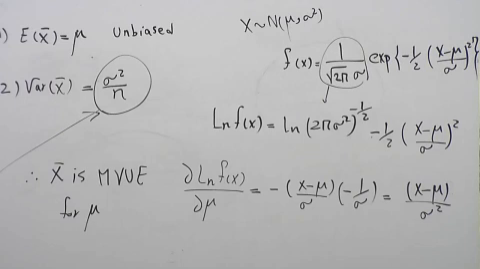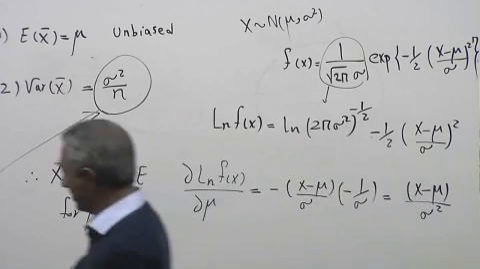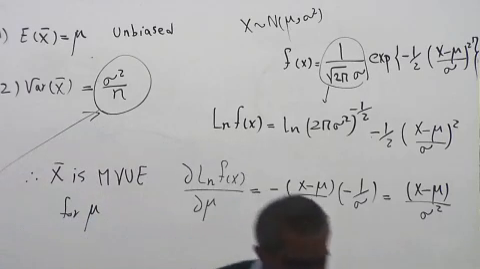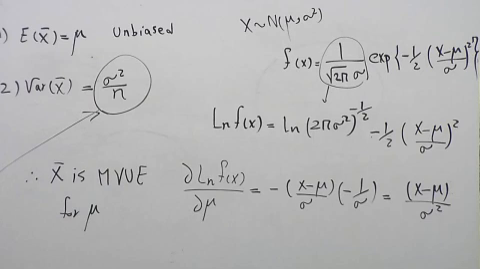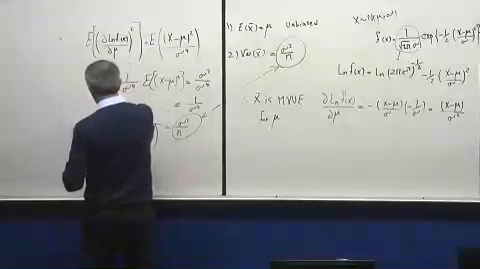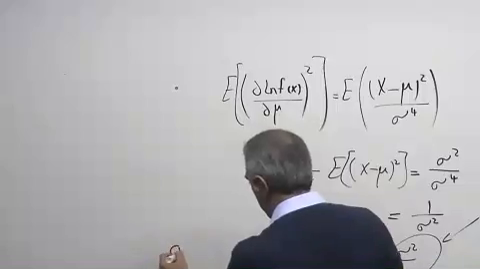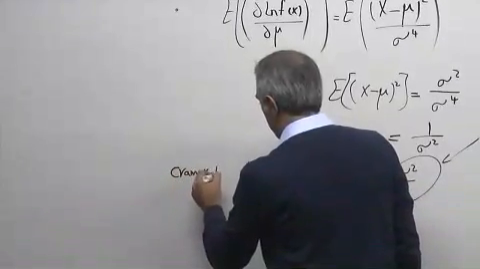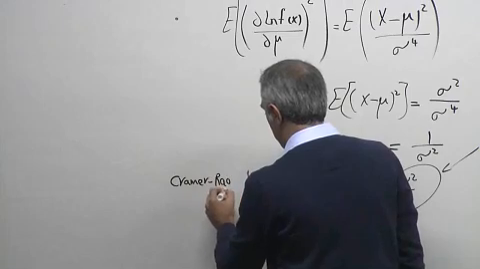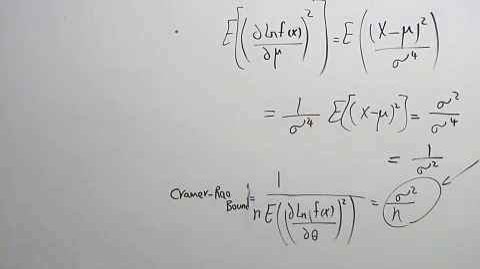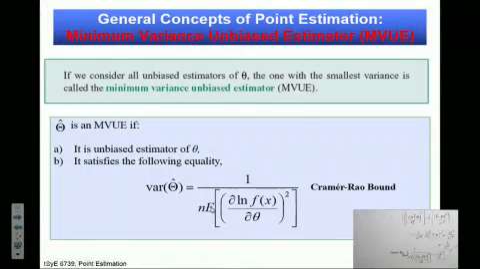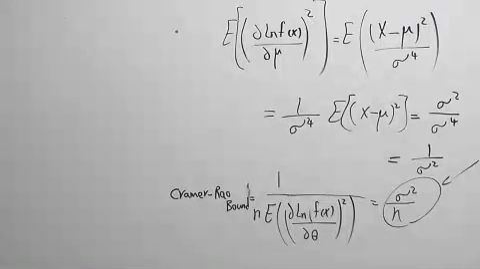Go ahead. Minus R. Oh, it's Cramér-Rao. Sorry, I should have. This is the Cramér-Rao bound. Yeah, sorry about that. Any questions? We good?